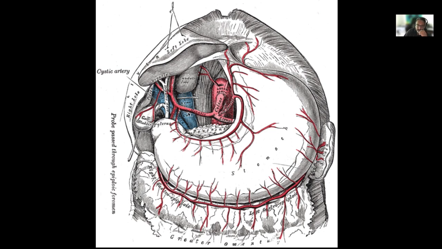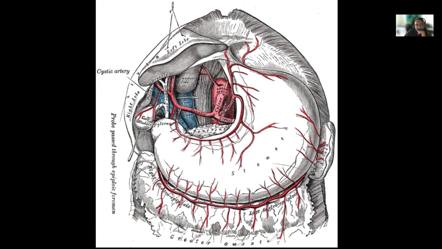Then the celiac trunk has a branch called the common hepatic artery. The common hepatic artery then gives off a branch called the gastroduodenal artery that goes and supplies the stomach by the right gastroepiploic artery, on the greater curvature. And the gastroduodenal artery, as the name suggests, also supplies the duodenum. And it also supplies a bit of the pancreas. Now, I'm probably confusing you.